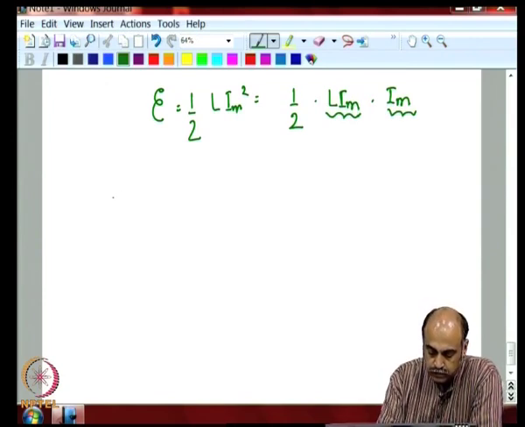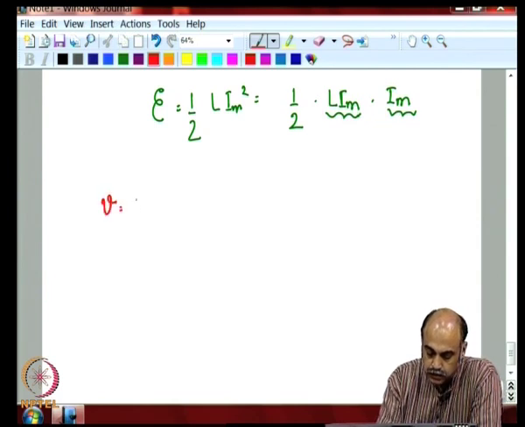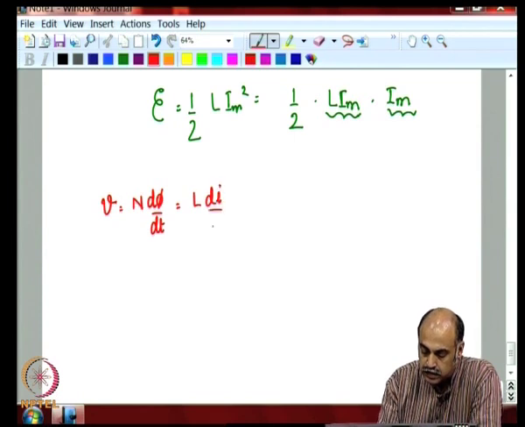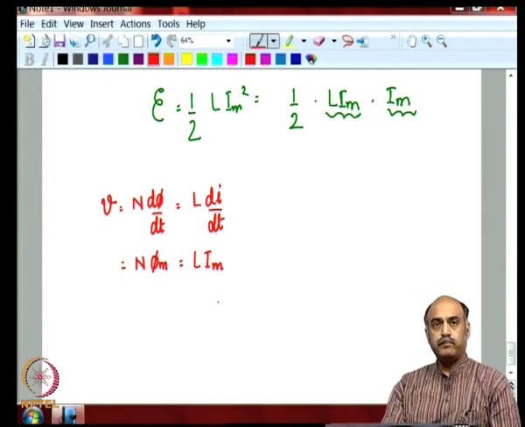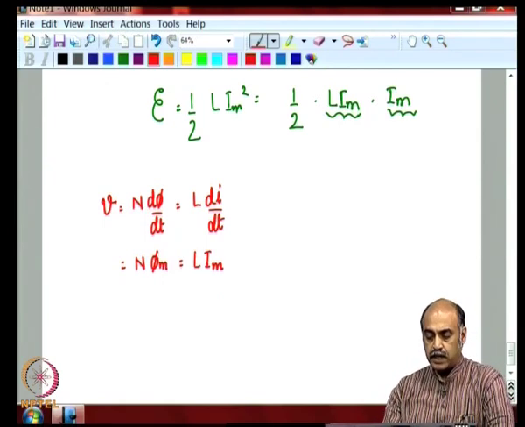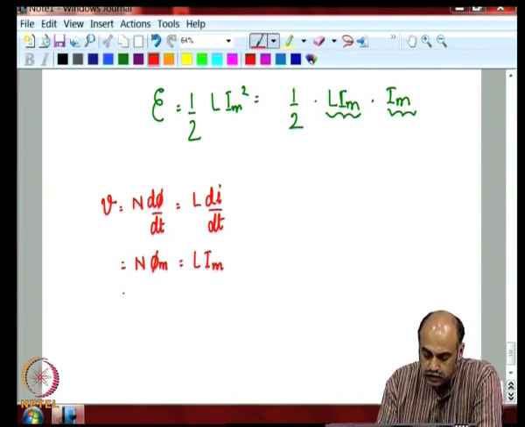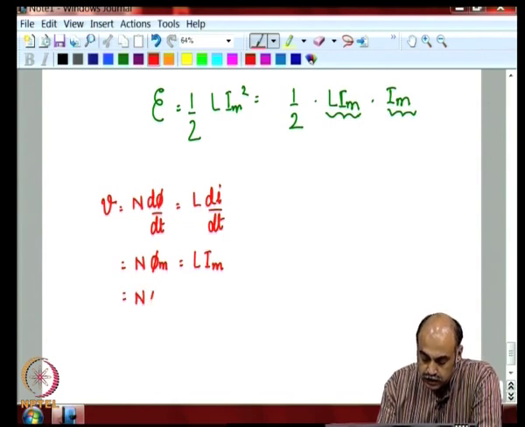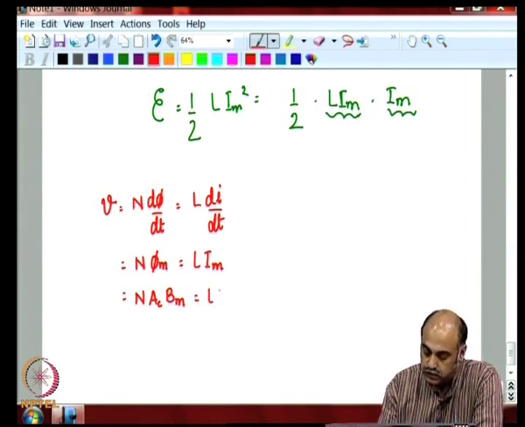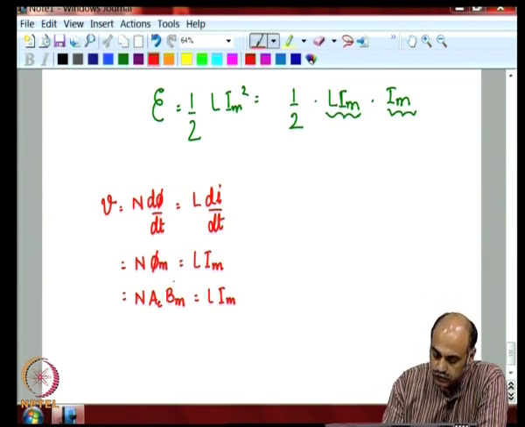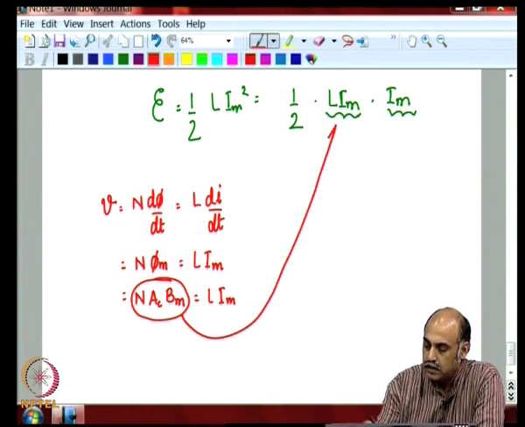Now, if you take Faraday's equation, where we know that V is equal to N d phi by dt, which is equal to L di by dt. As the current is linear, you can as well write it as N phi m is equal to L I m, because in the given time, if the current has reached I m, the flux would have reached phi m. And N phi m can be written as N A C into B m, where B m is the flux density, that is equal to L I m. So, this we can incorporate here.